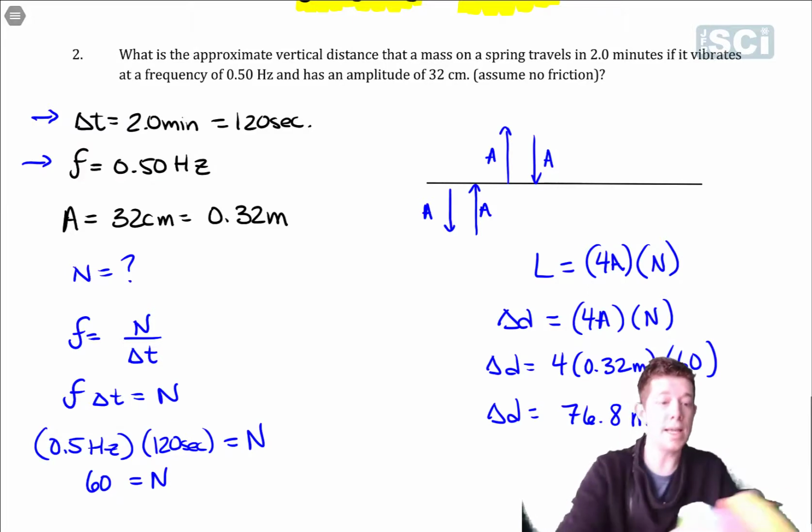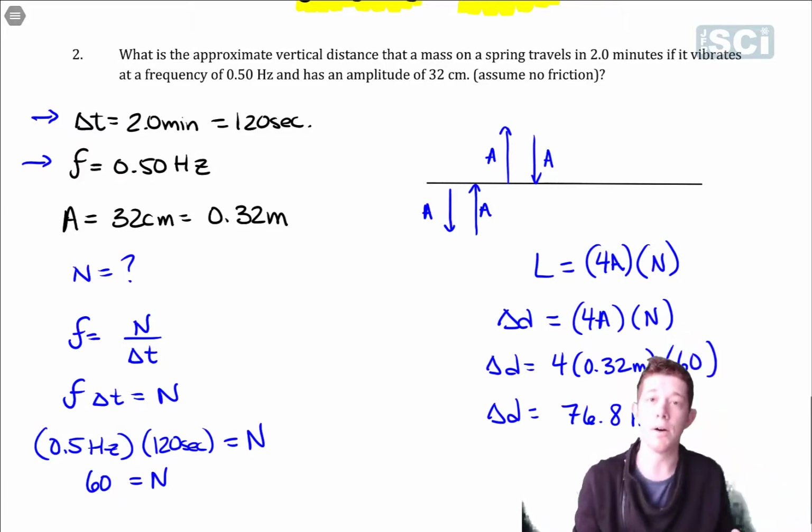Okay, so this answers the definition of what a wave and a vibration is, and we actually defined period, frequency, and phase as well throughout this lesson.